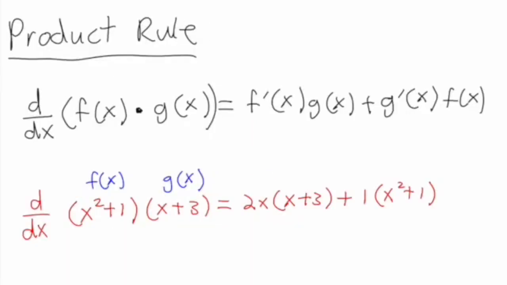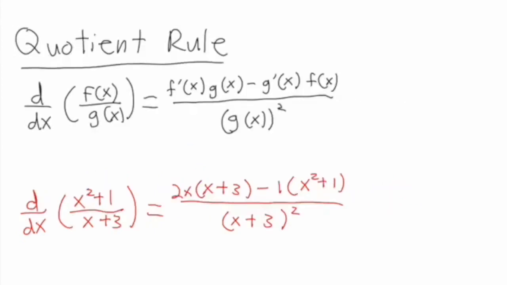Product rule, you have f of x times g of x. So you take the derivative of the first times the second, plus the derivative of the second times the first. So for example, here we have x squared plus 1 times x plus 3. Take the derivative of the first, so you get 2x times x plus 3, and then 1 times x squared plus 1.